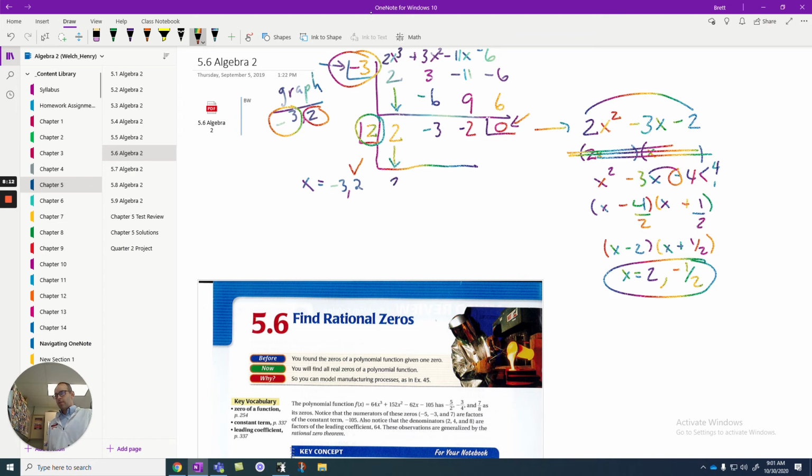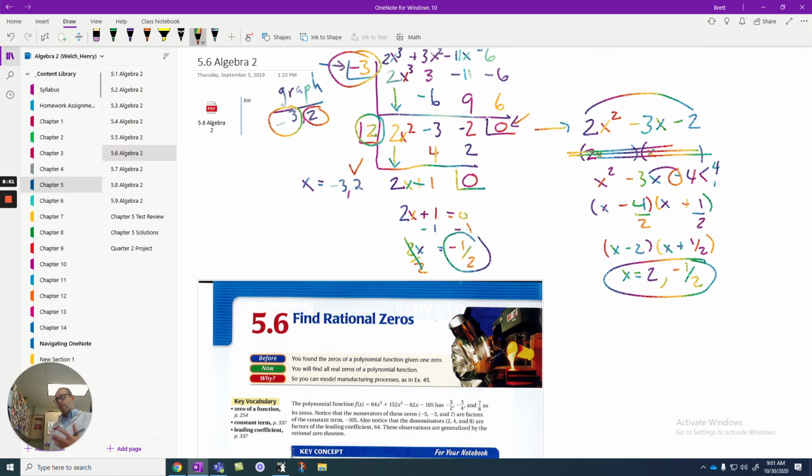Well, the 2 goes down. 2 times 2 is 4. Negative 3 plus 4 is 1. Don't forget I got a box down here. 2 times 1 is 2. And I get 0 again. Well, if we remember that the first 2 was x cubed, then x squared, this would just be a regular x, and this would be a regular 1. So if you had 2x plus 1 equals 0, you'd minus 1, get 2x equals negative 1, and divide by 2. And there's the negative 1/2.